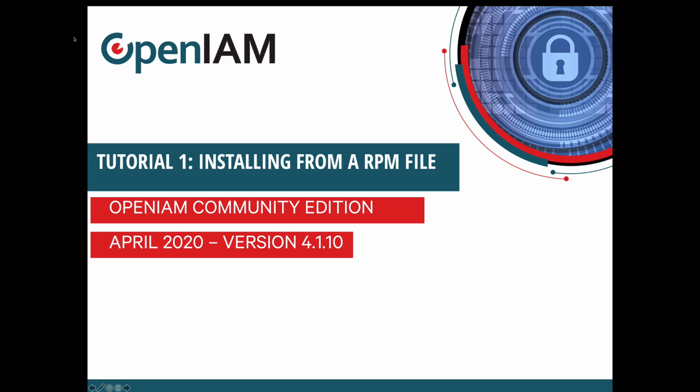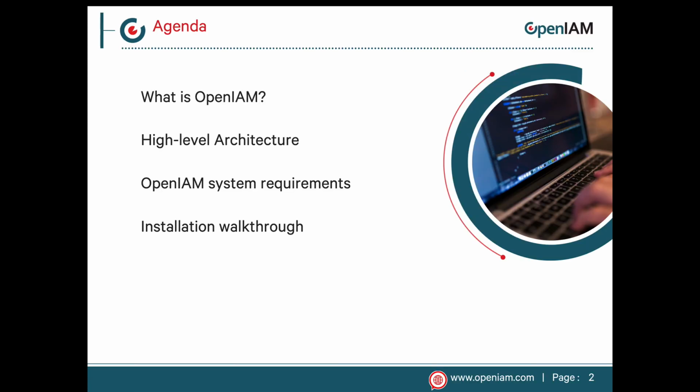This video is the first in a series to help those deploying the OpenIAM Community Edition. This series has been organized to help new users implement use cases that we have routinely seen as part of POCs. We will start with an overview of what is OpenIAM and what you can do with the platform, followed by a high-level overview of the solution architecture, and then we will describe the minimal system requirements, and then ultimately we'll walk through the installation process.